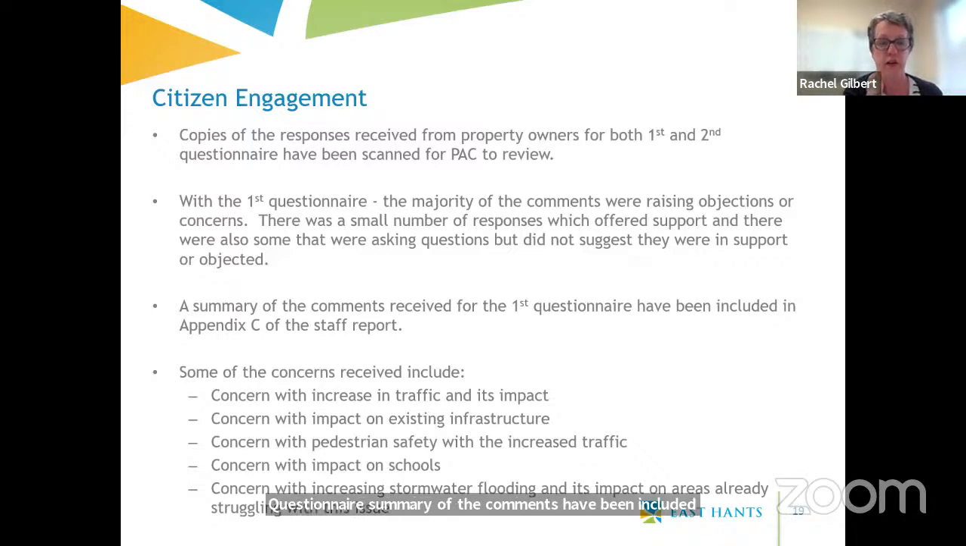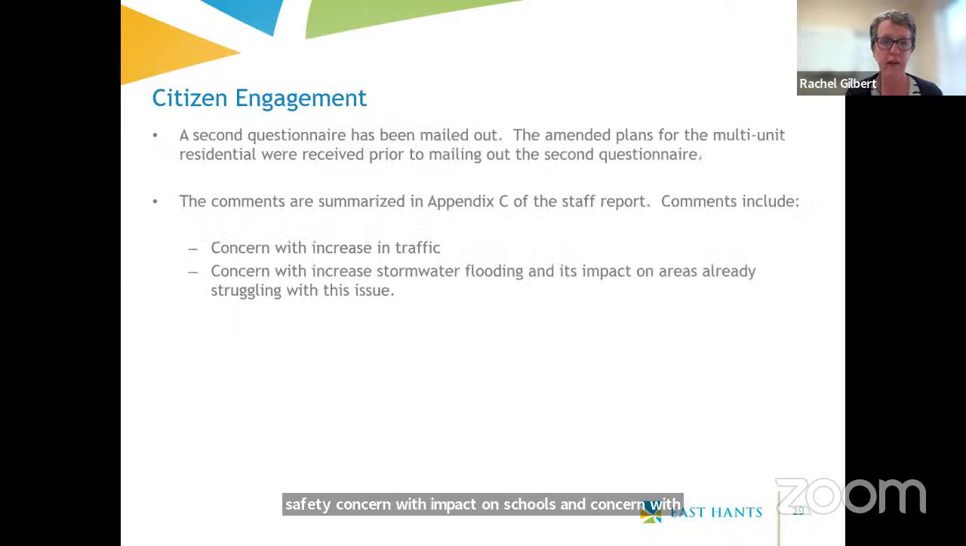And just a very quick summary there: concern with the increase in traffic and its impact, concern with impact on existing infrastructure, concern with pedestrian safety, concern with impact on schools, and concern with increasing stormwater flooding and its impact on the area. So from the second questionnaire, concern with the increase in traffic and concern with increased stormwater flooding and its impact on areas already struggling. There were other issues raised, but those were the ones that had the most comments.